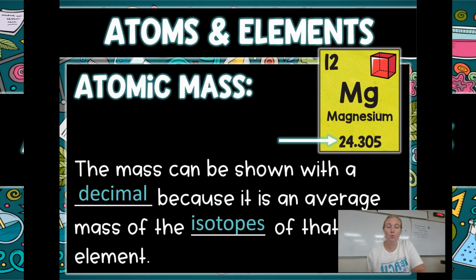So the reason why it's a decimal: that does not mean we have a decimal of a neutron. What that means is that elements exist in different forms, different isotopes. An isotope just means a different number of neutrons. That atomic mass is going to be the average of all of those isotopes. So 24.305 would be the average atomic mass of magnesium. We're going to go with that average and round it to the nearest whole number because we cannot have a decimal of a subatomic particle. So for example, here, 24.305, the closest whole number is 24. So that's what we would use.